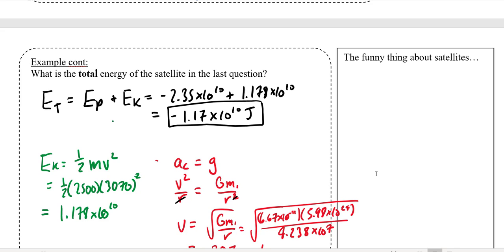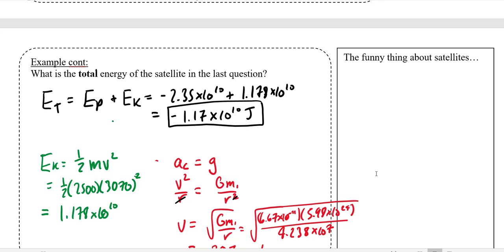If the total energy was zero, think about that. If it had so much kinetic energy that when you added it to the potential energy, its total energy was zero, then you're essentially saying that this satellite has enough energy to go to infinity. And that's what it would do. So a satellite that is trapped in a stable orbit is still going to have an overall negative total energy.